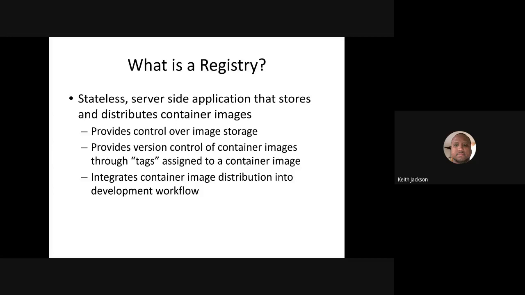You can assign a tag to each version of that image before you push it into a registry, and then your registry will keep track and maintain all of the different versions that exist until you actually go in and clean those out. And then lastly, registries allow you to integrate your container distribution into your development workflow. So from start to finish, create your container, push it into the registry, pull it back down, make a change, push it back in as a new version. It allows you to integrate into that workflow and into CI/CD pipelines, for example.